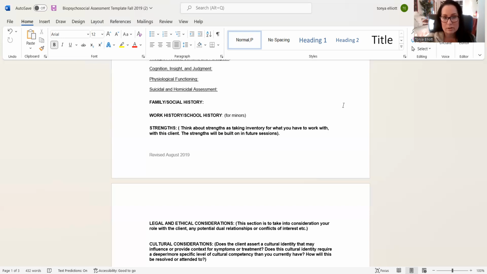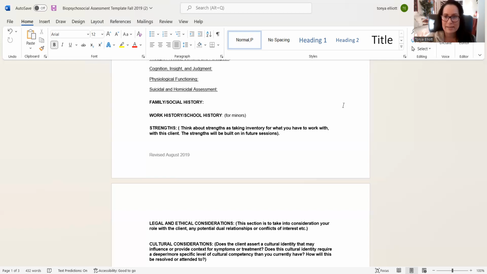So that's just an example. Work history for adults would go in this section, and we're looking for stability. We're looking for patterns of instability. We're looking for relationship history with employers and bosses and colleagues, and tolerance levels for doing jobs they don't like, or, are they educated? Do they have a career? That kind of stuff.